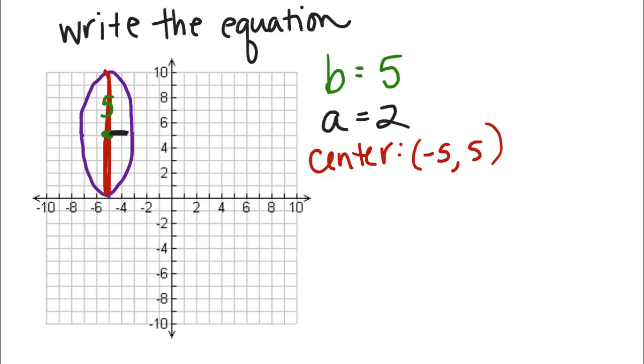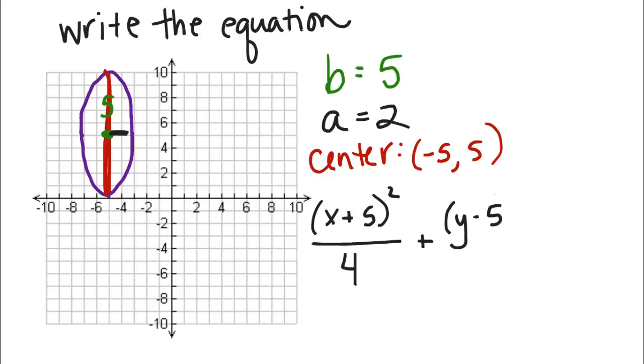Let's see if we can fit everything into the equation. I know that we need an x plus 5 squared to show that that ellipse had a left-hand shift, over a squared. So if a was 2, a squared is 4. I know that in an ellipse we're adding the 2 terms, and I know that we shifted 5 units up, so it's going to be a y minus 5 squared in the equation, over b squared, which in this case is 25, equals 1.